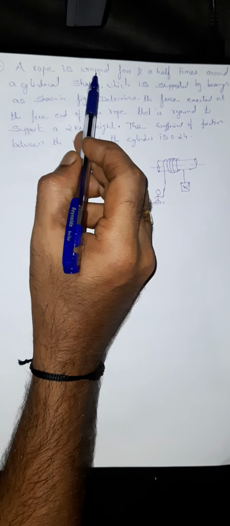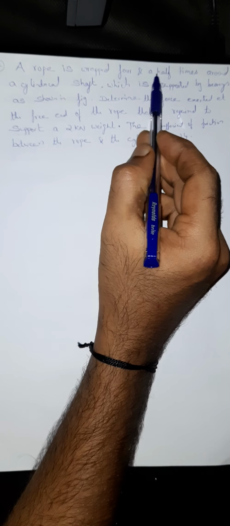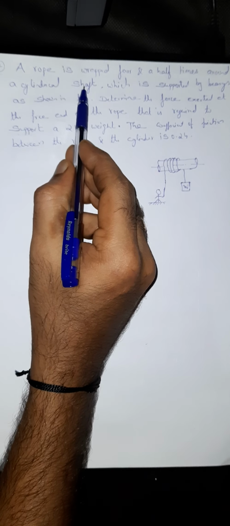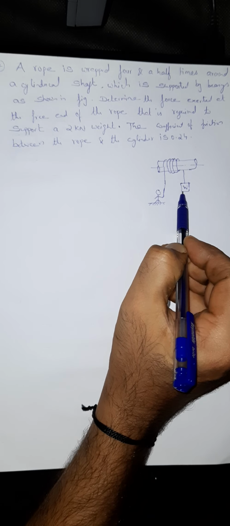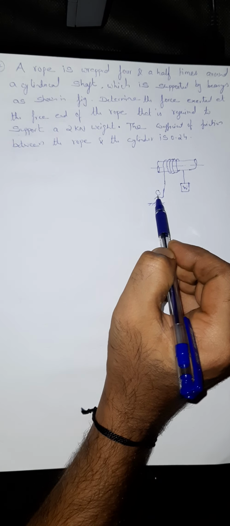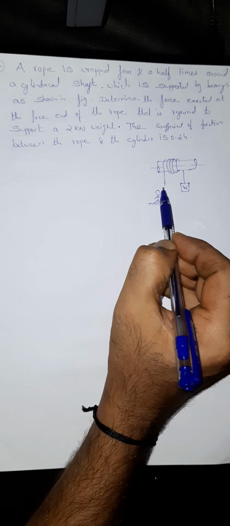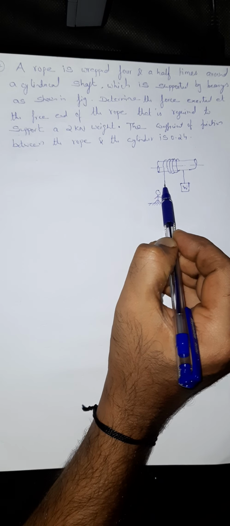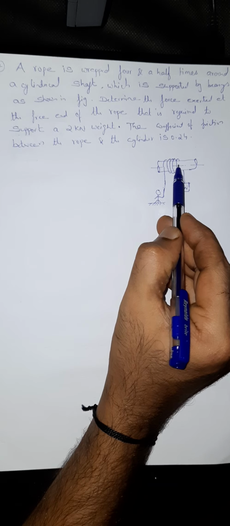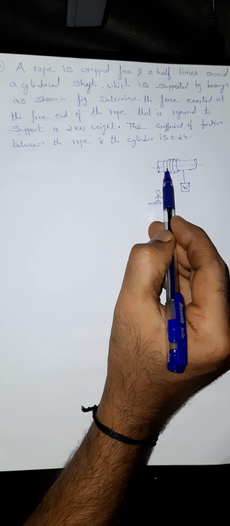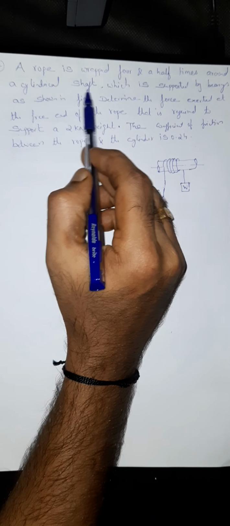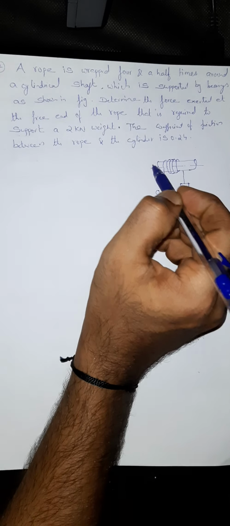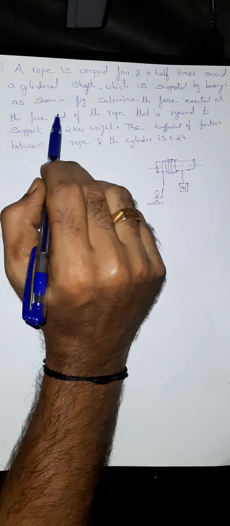A rope is wrapped 4.5 times around a cylindrical shaft. This is a shaft where on one side the weight is hanging and a person is trying to hold the rope. Look at here, how many turns are there? 1, 2, 3, 4, and 4.5. So that's what it says, 4.5 times around a cylindrical shaft which is supported by the bearings as shown in figure. Determine the force exerted at the free end.